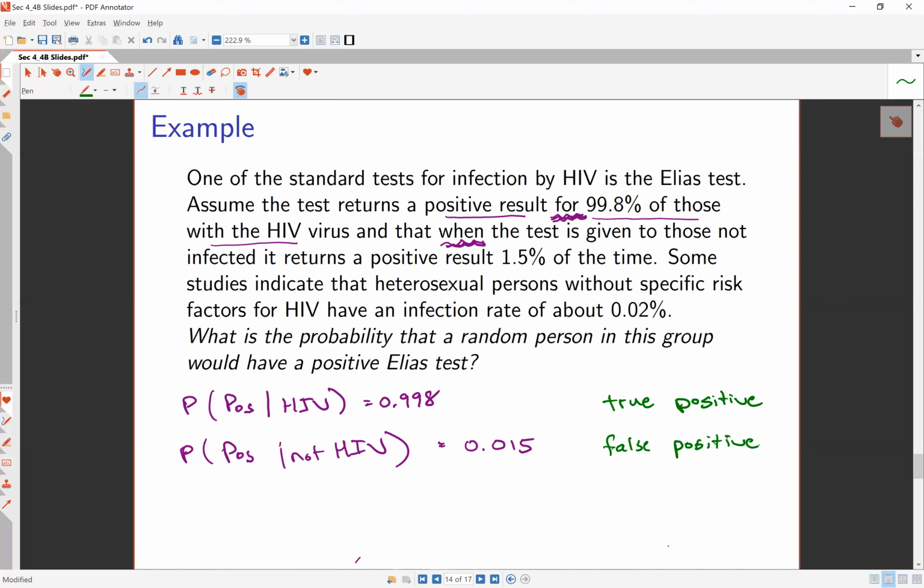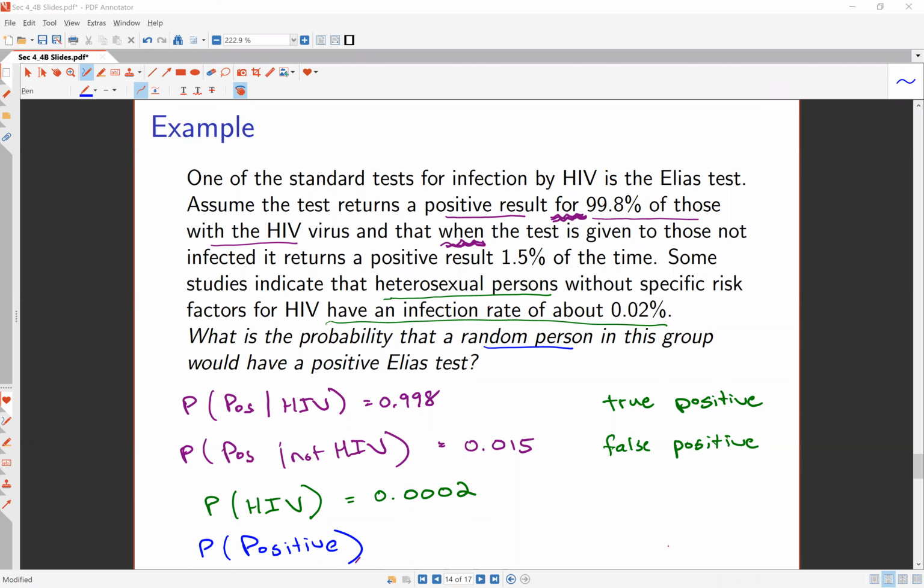Final number we get here, if we restrict our attention to heterosexual persons in the US without specific risk factors, then their infection rate is about 0.02%. So what is the probability that a randomly selected heterosexual person in the US is HIV positive? It's 0.02%, which is 0.0002. We now want to calculate, just in general, if I randomly select a person, what the probability is that a randomly selected person will test positive.